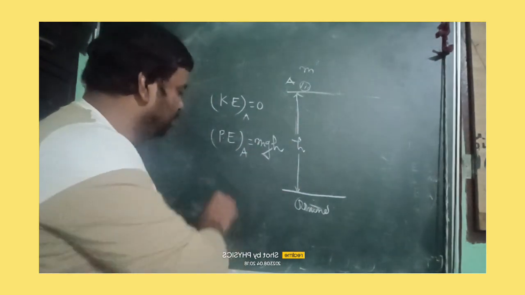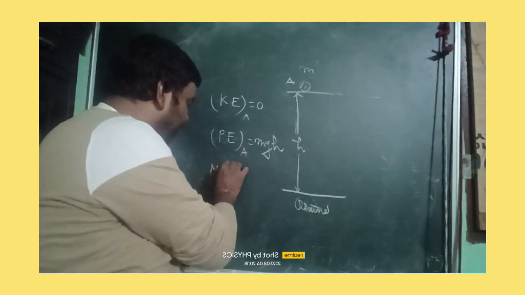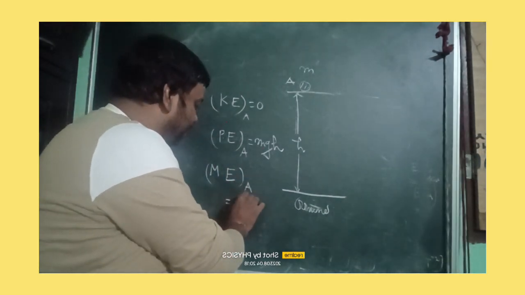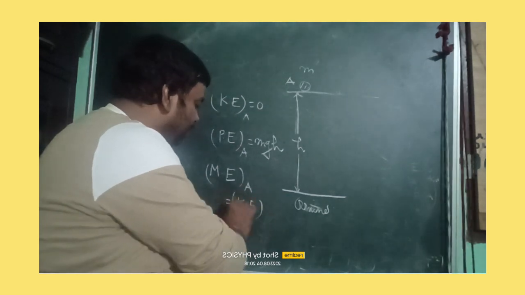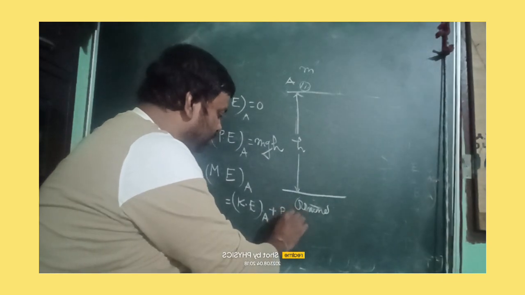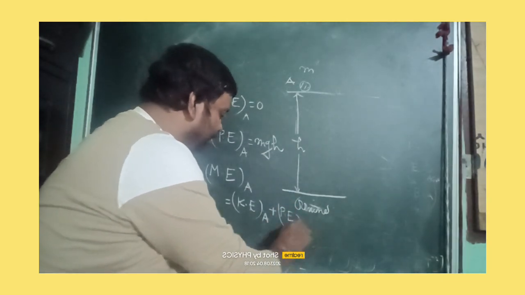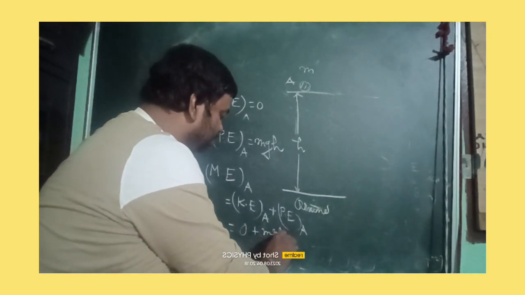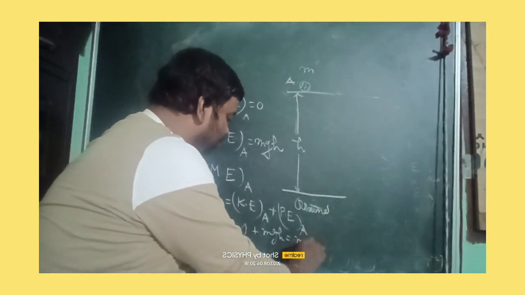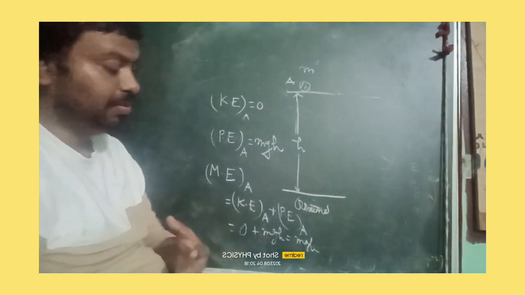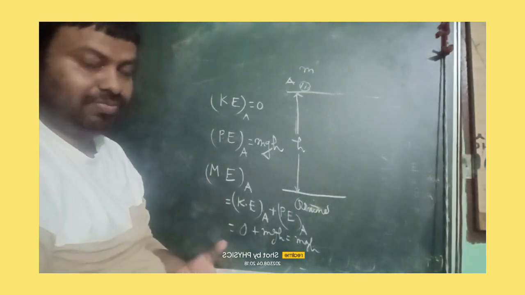mgh. Now the mechanical energy at the point A is equals to the kinetic energy at the point A plus potential energy at the point A, that is equals to 0 plus mgh, that is equals to mgh. That is the mechanical energy, total energy of the body falling under the gravitational force.